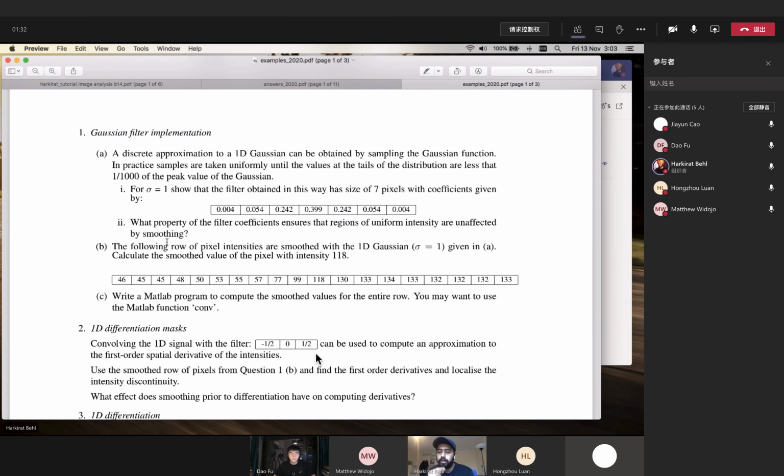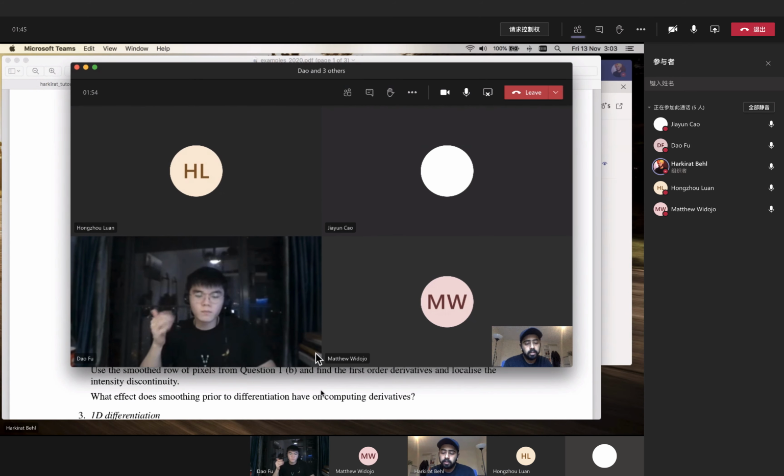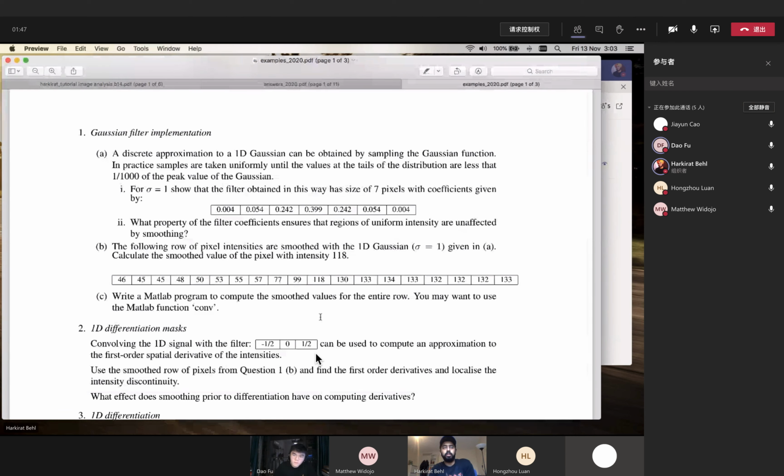That regions of uniform intensity are unaffected by smoothing. So the answer for this is that the coefficients should sum to 1. And the reason for that is that we don't want to add any additional energy into the system, basically.